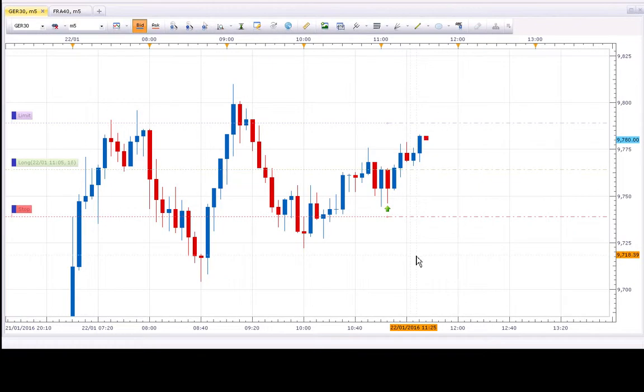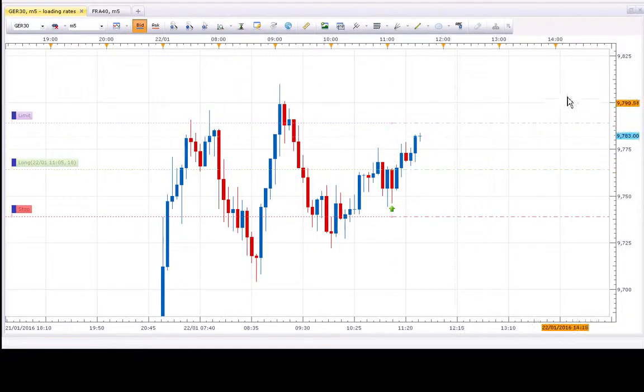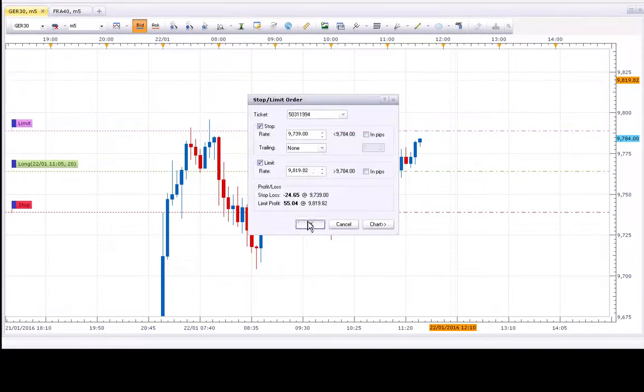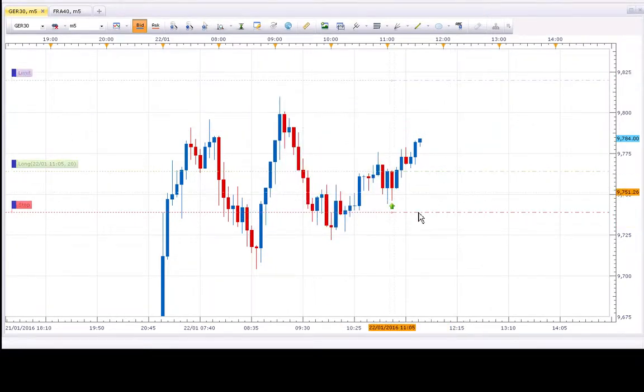So what can you do with these? Well, you might actually say to yourself, I'm not really happy with just risking 1-to-1, which is what I did before on this previous one. I wanted 25 points and I risked 25 points. So what you might then do is move your targets. For example, I'm going to move my take profit target up there, but I'm going to move my stop loss to break even.